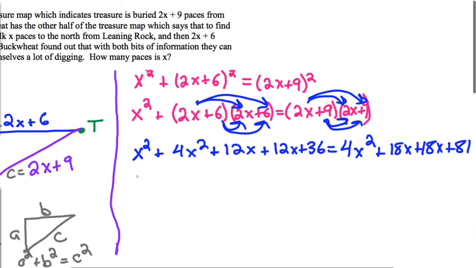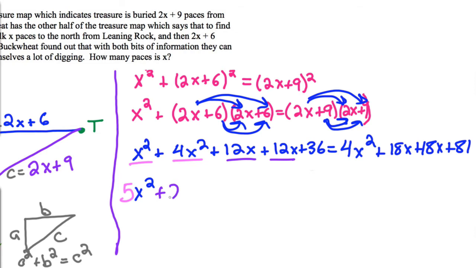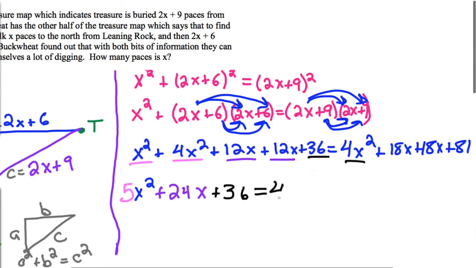Okay, now let's combine like terms. So here on the left side, I have x squared plus 4x squared, that would give me 5x squared, right? And then I have 12x plus 12x, that would be 24x, and then plus 36, that one's just by itself. Now on the right side, I have 4x squared, that one's all by itself. And then I have plus 18x plus 18x, that's plus 36x, and then plus 81 by itself. Okay, so I've combined all my like terms.